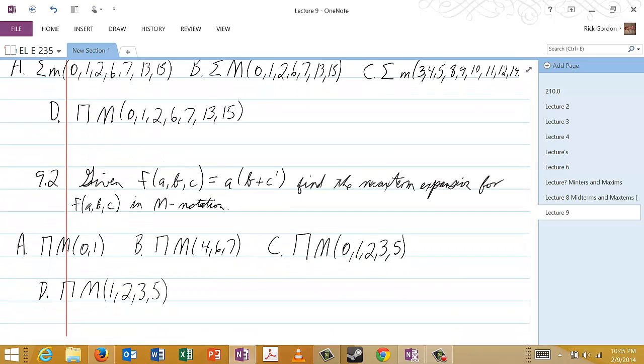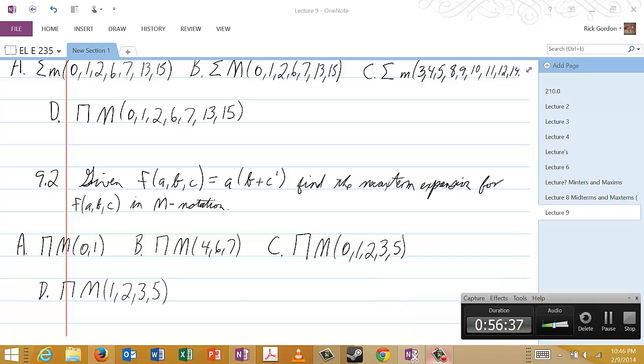And then for 9.2, we're given a formula, f of the variables a, b, c, is equal to A ANDed with the sum of B ORed with C prime. So this is our formula for little f, and we are asked to find the maxterm expansion for f of ABC, this same function, in capital M notation. Now each one of these has the capital M notation, so you don't have to worry about that. There are no tricks here, but you just need to find out which of these expressions is the correct maxterm expansion for this function. So that concludes Lecture 9, and good luck.